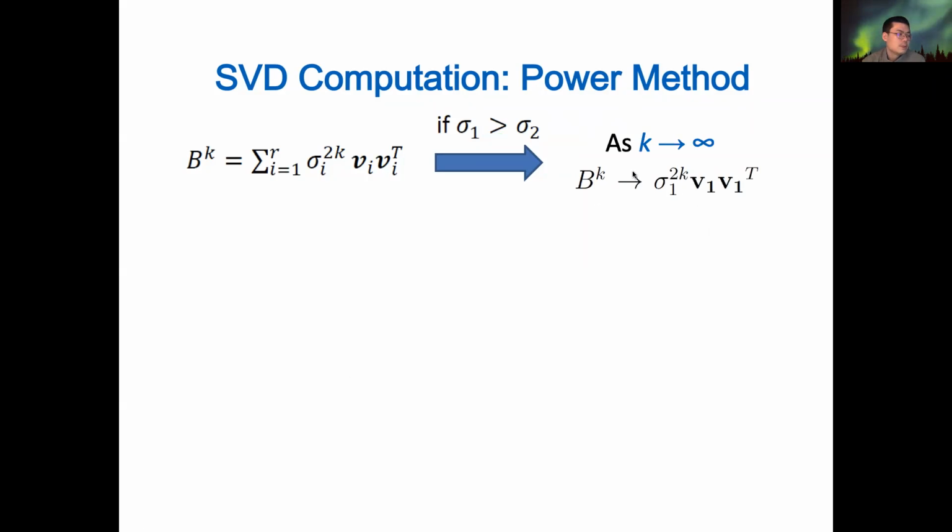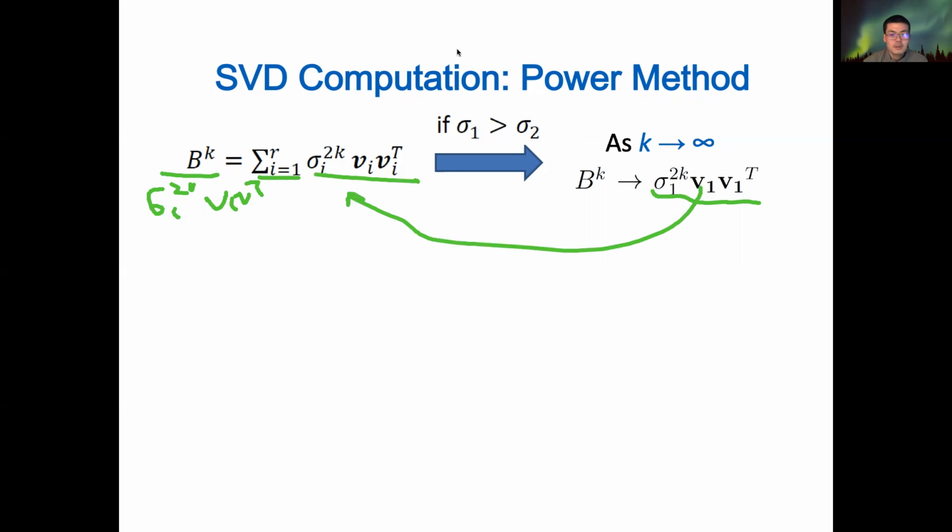If K goes to infinity, the first singular value, the first component will stand out. So here's how we compute this. Just think about B to the K, divided by sigma 1 to the 2K, U1. This will give you a summation, and each term should be divided.